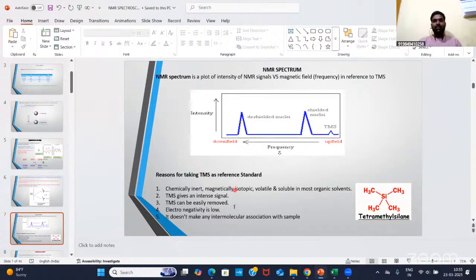Plot a curve: a plot of the intensity of NMR signals versus magnetic field is done by taking TMS as the reference. Okay, these are the reasons for taking TMS as the reference standard.